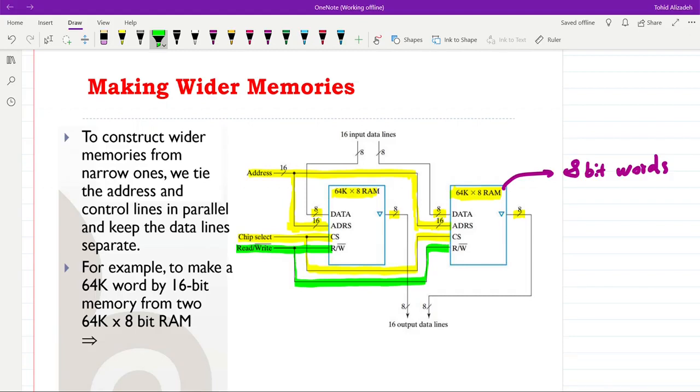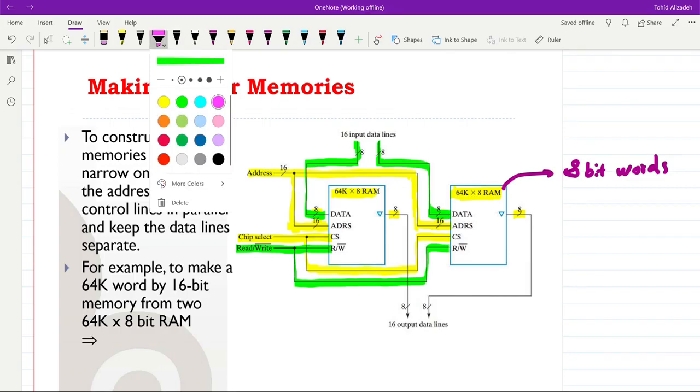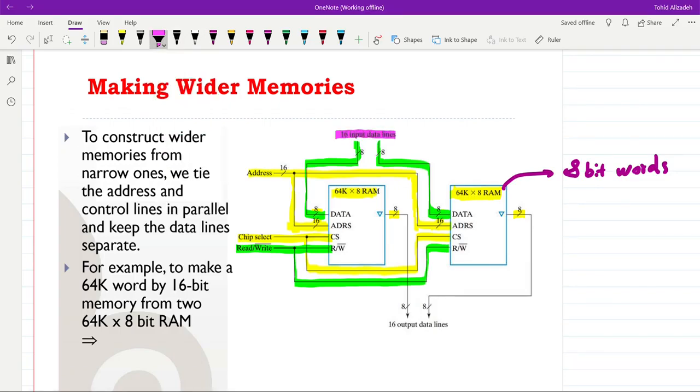However, in terms of the input data and output data, you can see that we can combine them with each other. So the input data to the first and to the second one could be combined with each other. Each one of them has 8 bits. So in total, we will have 16 input data lines. And similarly for the output, we just take the data from each one of them and then put them beside each other. With the first one, we will have the most significant part. With the second one, we will have the least significant part for the data.